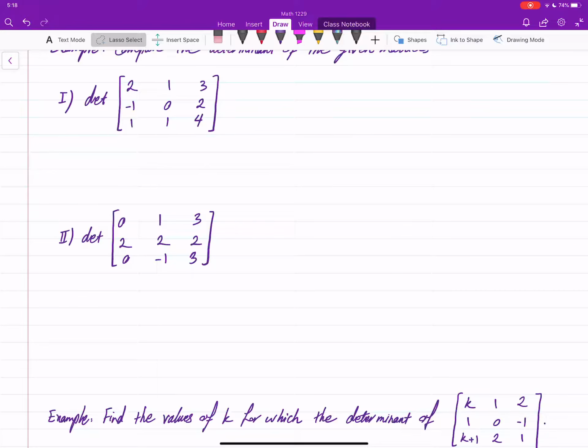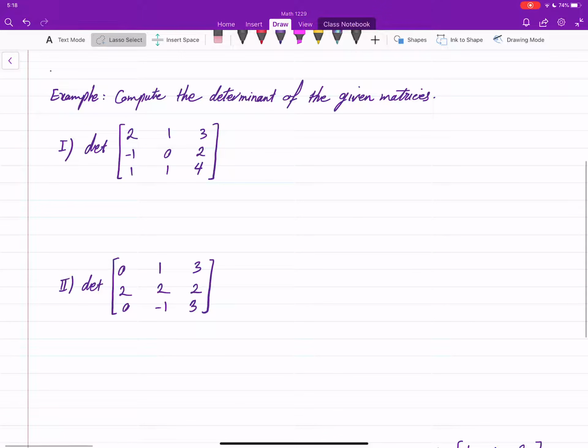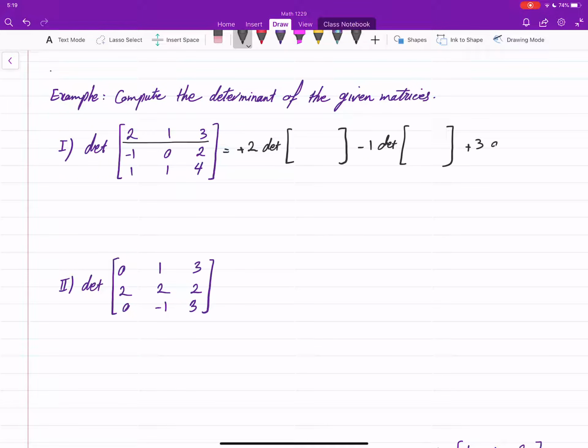Okay, so this is an example for these ones. 3 by 3. So how do we start? Okay, so we go with the first row. The entries of the first row: 2, 1, and 3. And then don't forget the signs, plus, minus, plus. Then each one of these entries is going to be multiplied by the determinant of a 2 by 2 matrix.